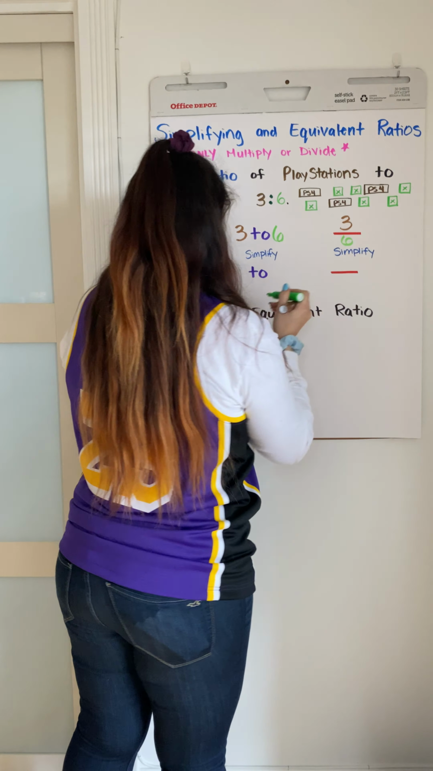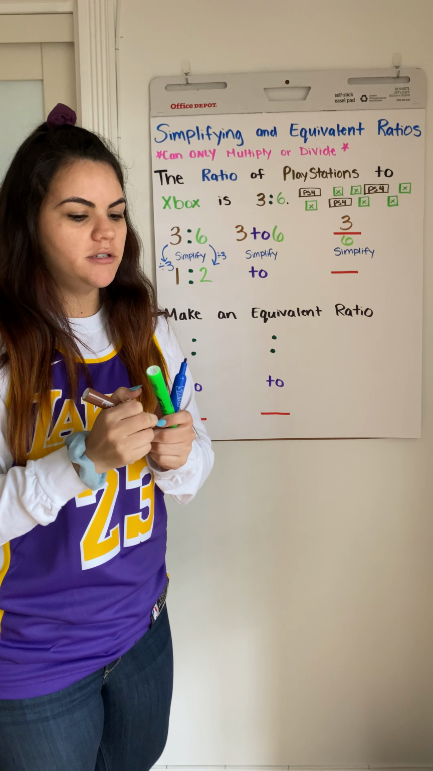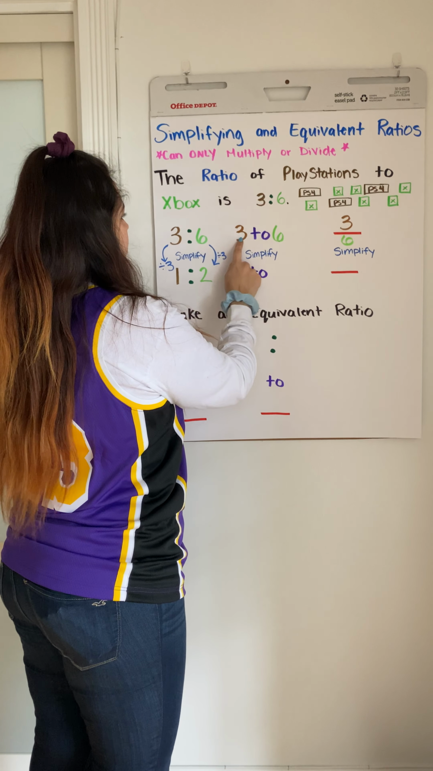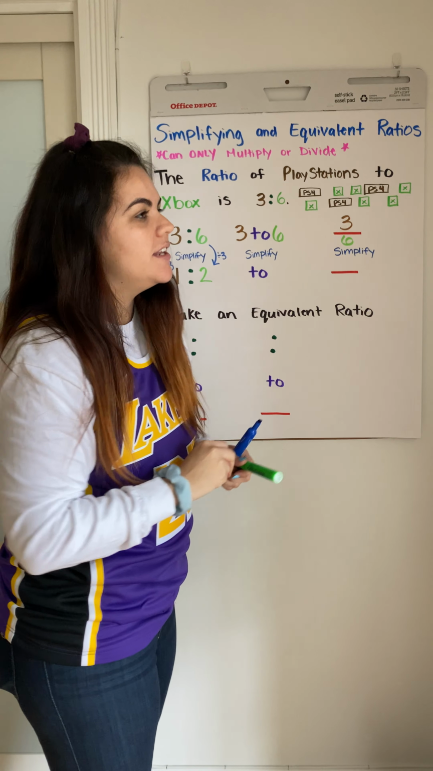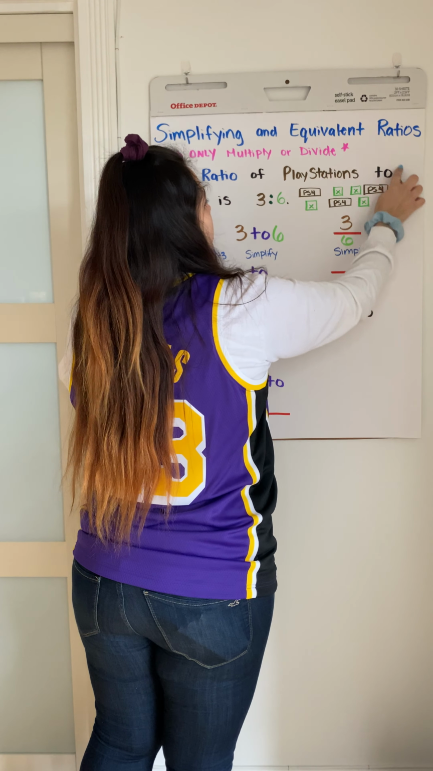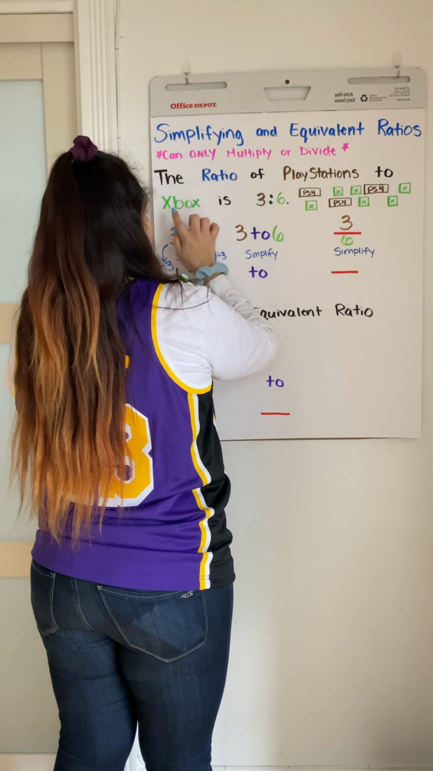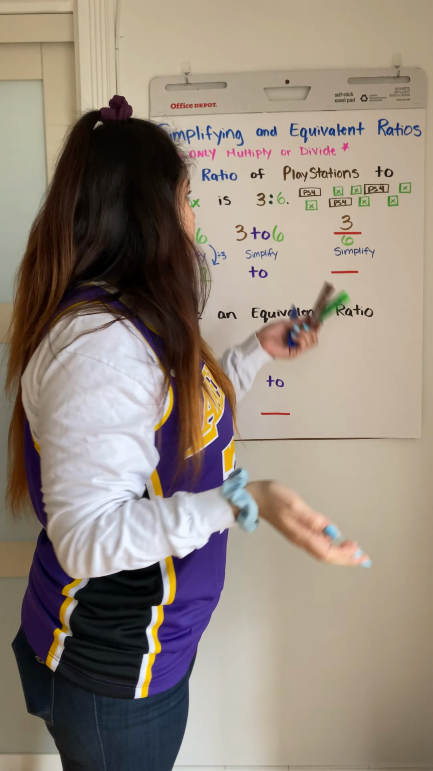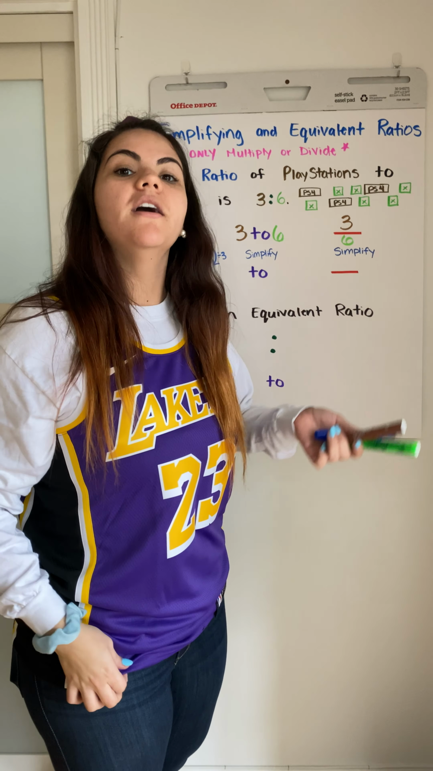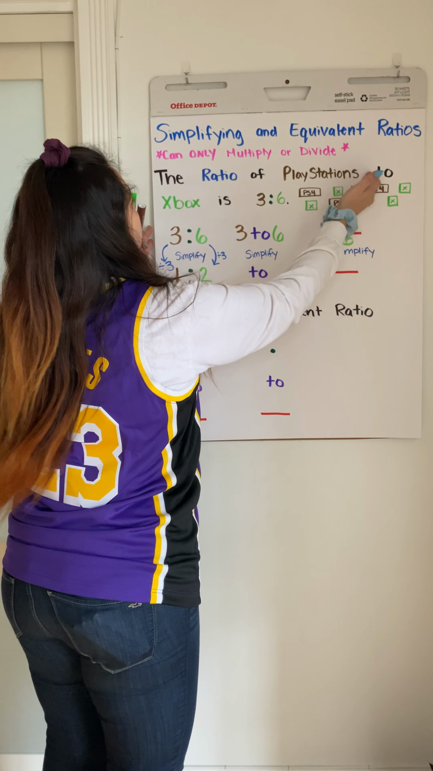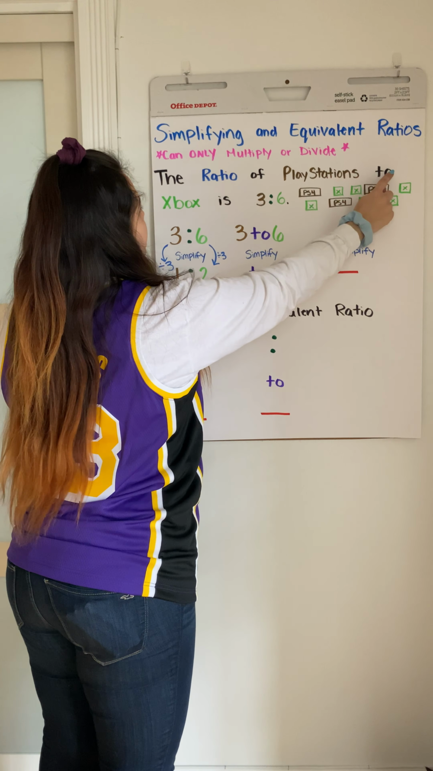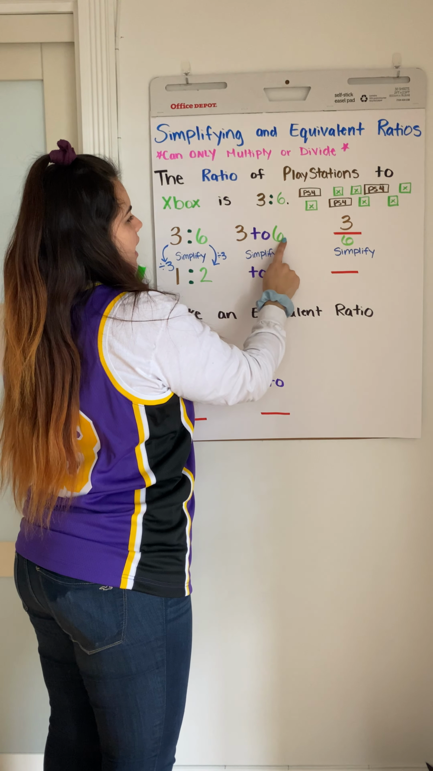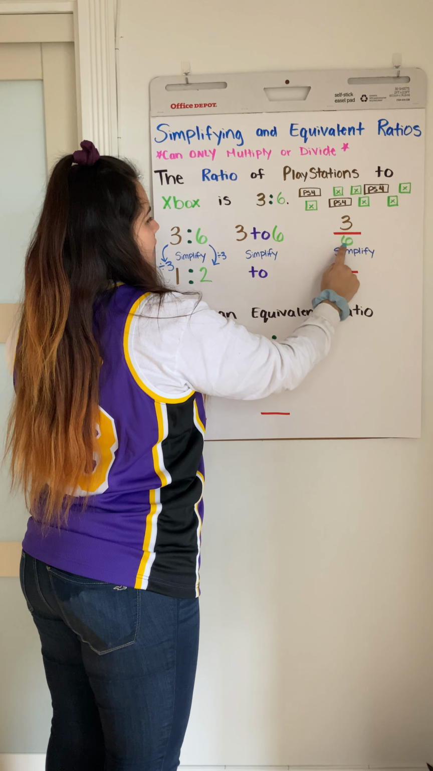Notice it's really important what number comes first. It asks for PlayStation first, so that's the first number that I put. Then the word is to. It separates our two quantities or our two objects, things, whatever it may be, so we use the word to. PlayStations to Xboxes, PlayStations to Xboxes.